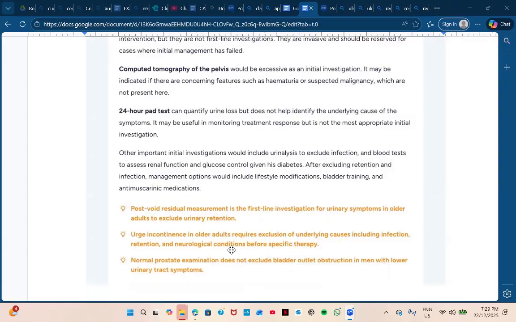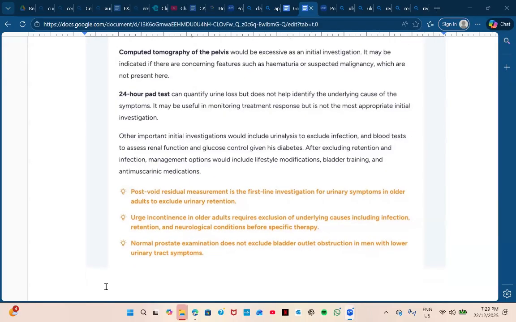So, here the post void residual measurement is the first line investigation for urinary symptoms in older adults to exclude urinary retention. Right? And urge incontinence in older adults requires excluding underlying causes including infection, retention, and neurological conditions before specific therapy. Right? This is not important in today's topic, but please remember.